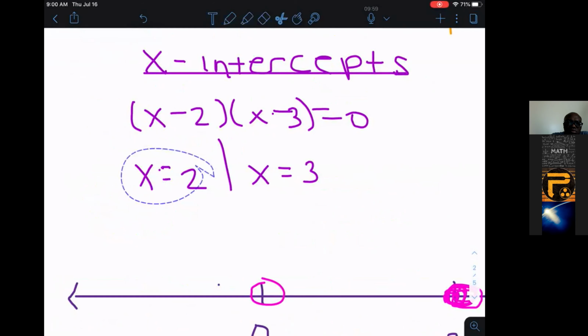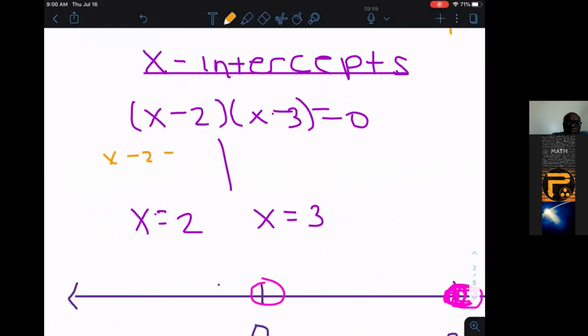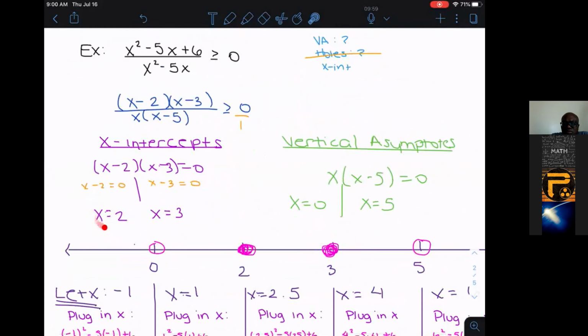And if you need a little bit of work to be shown, you can set both of these equal to 0. So you can set x minus 2 equal to 0 and x minus 3 equal to 0. Then you can solve that your x value on this side is 2 and your x value on this side is 3. So these are our x-intercepts.